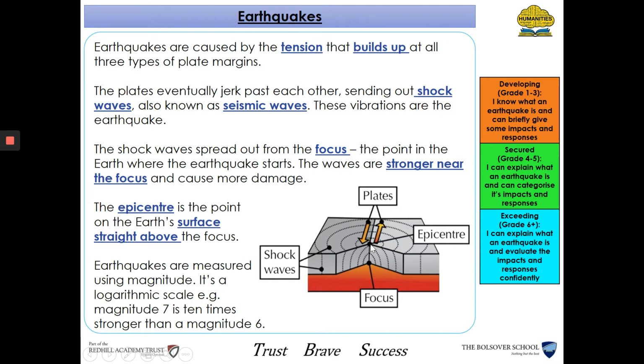Earthquakes are measured using magnitude, and it's a logarithmic scale. So, for example, a magnitude 7 is 10 times stronger than a magnitude 6. The Richter scale is a scale measuring the earthquake, and a seismometer is the instrument used to measure that earthquake.